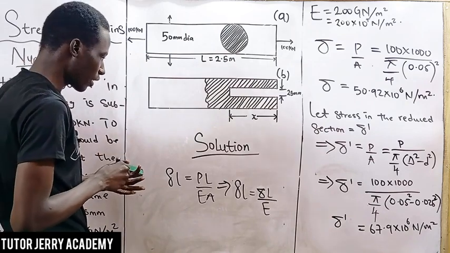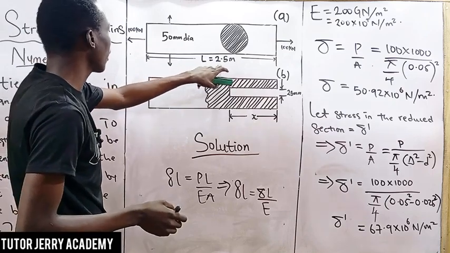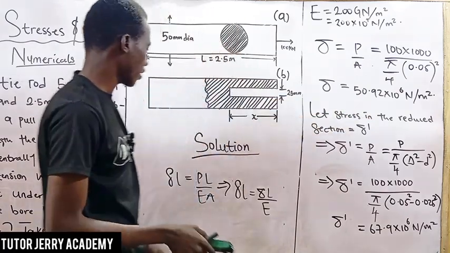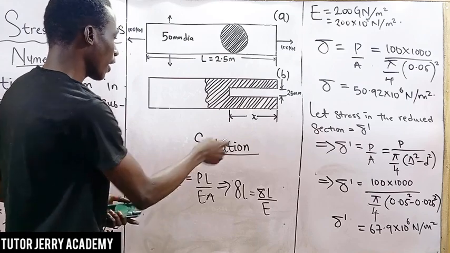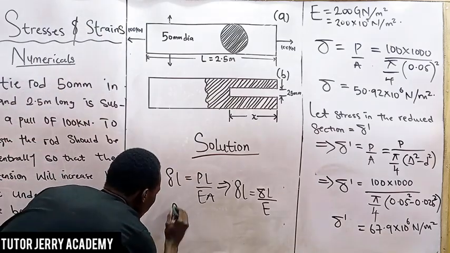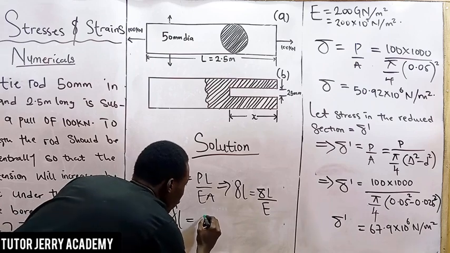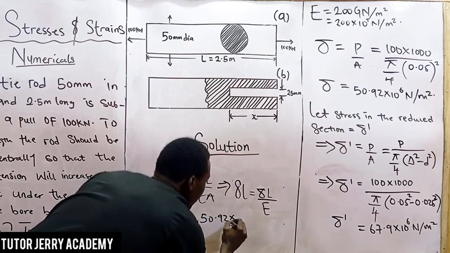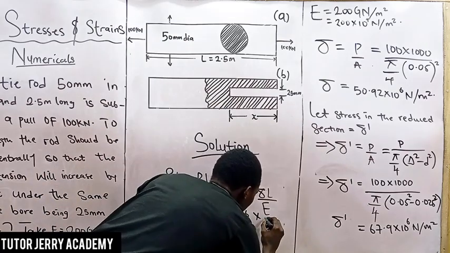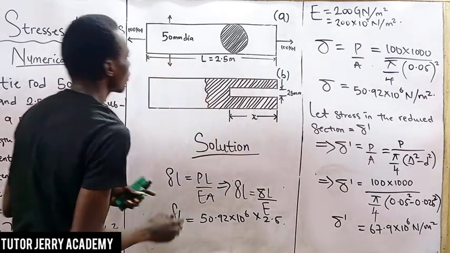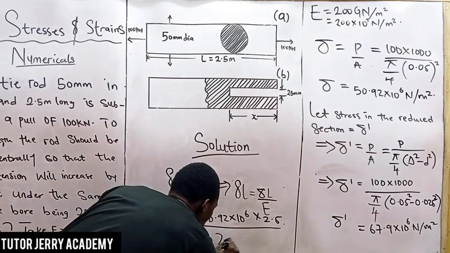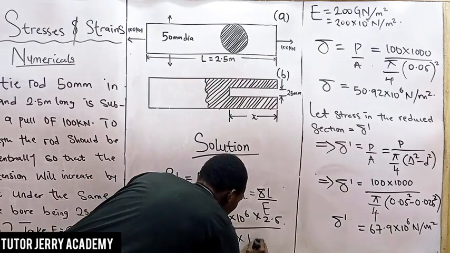So what would I do next? I have the length to be 2.5 meters. I have my stress, of this solid section, to be 50.92 times 10 to the power of 6, and I have E equal to 200 times 10 to the power of 9. So I've just substituted my values. It implies that the change in length will be equal to 50.92 times 10 to the power of 6 multiplied by my length, 2.5 meters. It's already in meters, so there is no need for conversion, all over my modulus of elasticity, which is 200 times 10 to the power of 9.